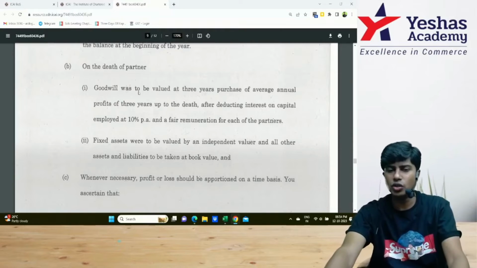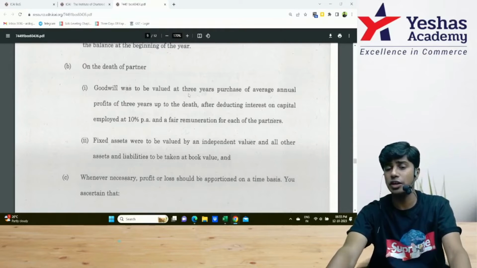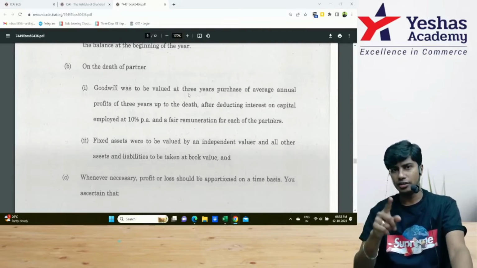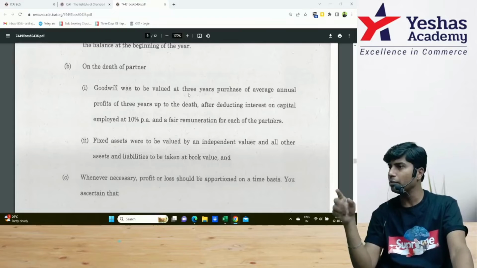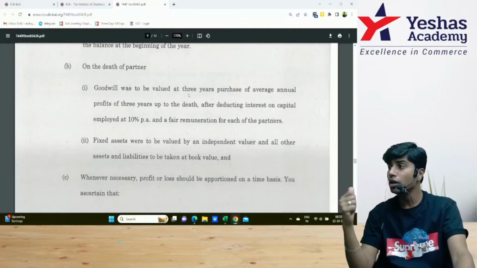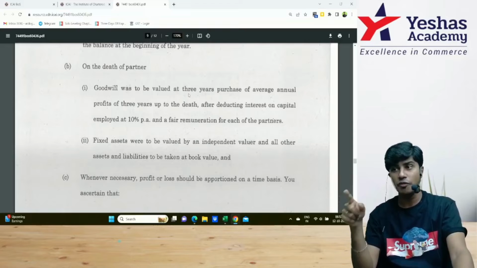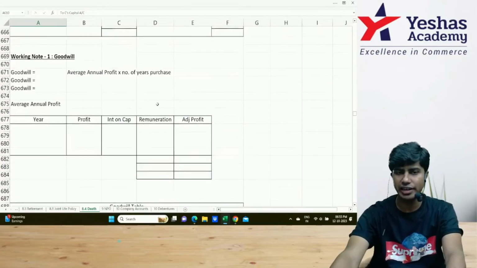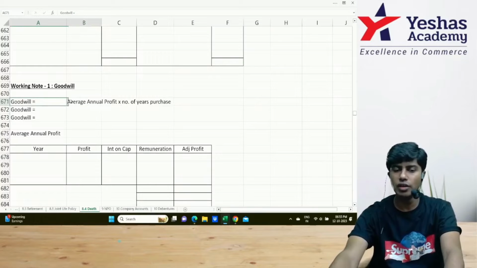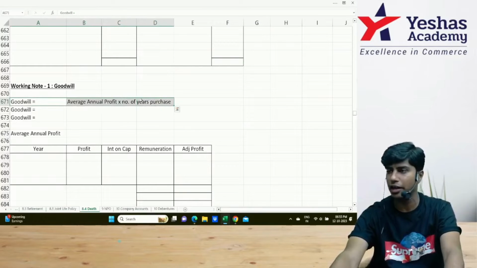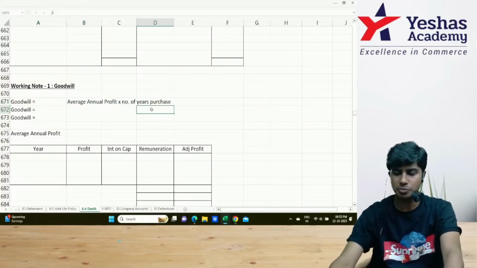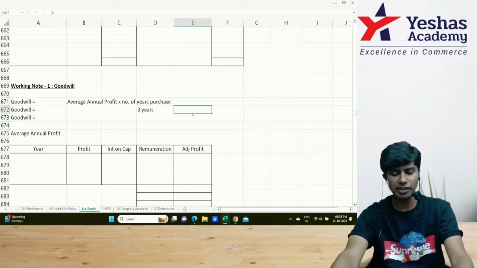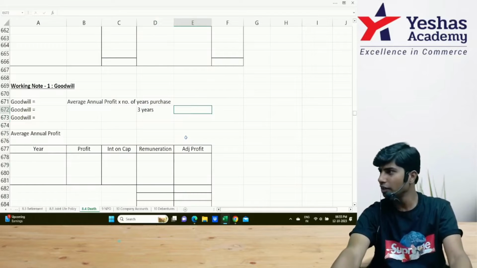On death of a partner, goodwill was to be valued at 3 years purchase of average annual profit up to death. So what do we do? Adjusted average profit multiplied by 3 years. How do we find goodwill? Average profit method. Adjusted average profit multiplied by 3. Write that. Don't read the full question. Read little, write little. Goodwill is equal to average annual profit multiplied by number of years purchase. That number of years purchase is 3 years. Okay, now average profit, we will find it.